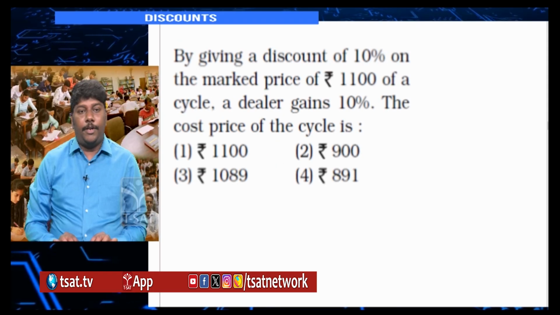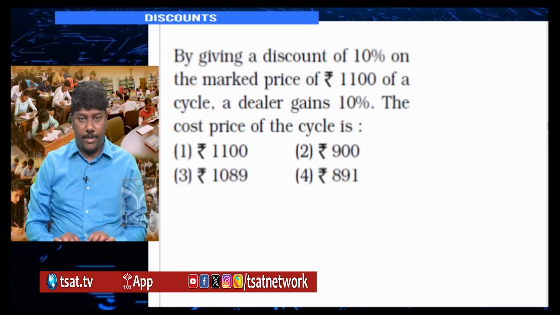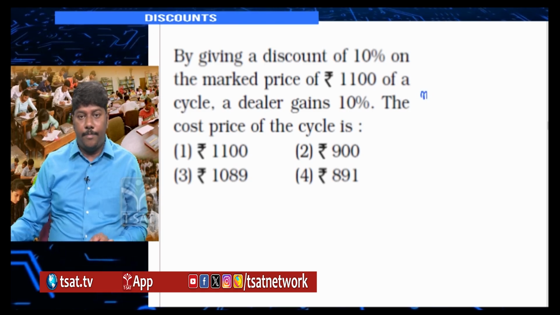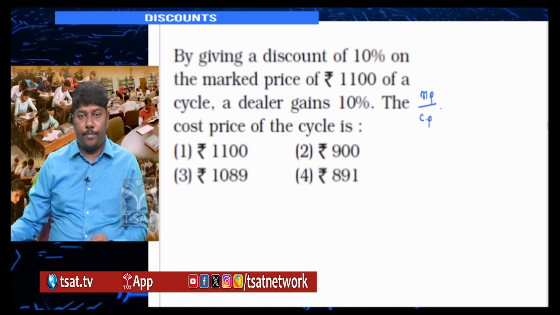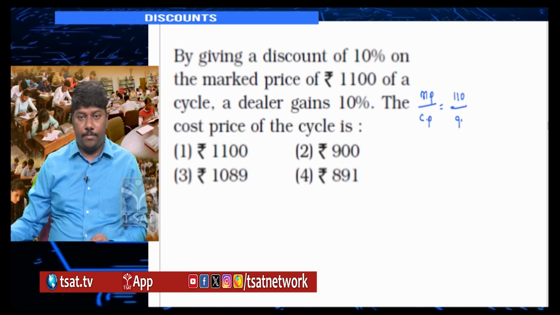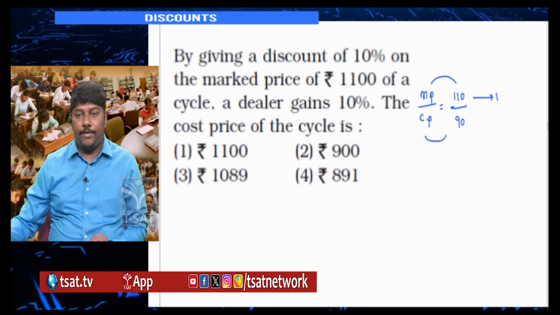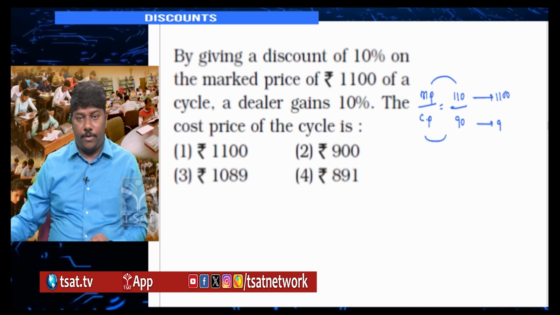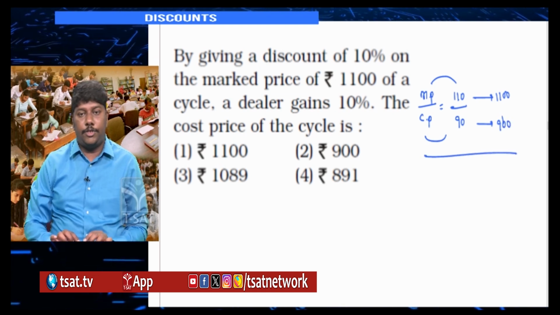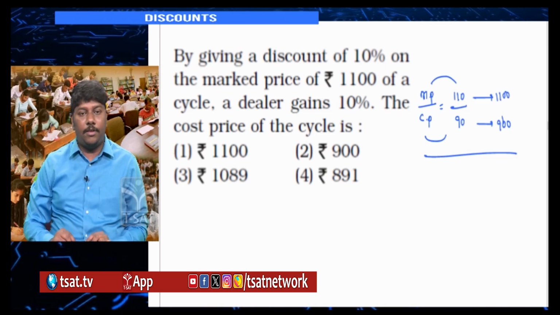By giving a discount of 10% on the marked price of 1100 of a cycle, a dealer gains 10%. By giving a discount of 10, he is gaining 10. I am directly writing here MP by CP: 100 plus profit is 110, 100 minus discount is 90. So if your MP is 110, your CP is 90, but if your MP is 1100, your CP becomes 900. So by putting values, you can find out the ratio between MP and CP. The ratio is 11:9. If 11 becomes 1100, then 9 becomes 900.